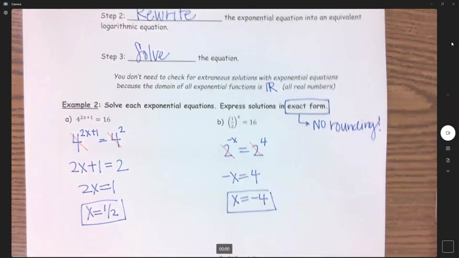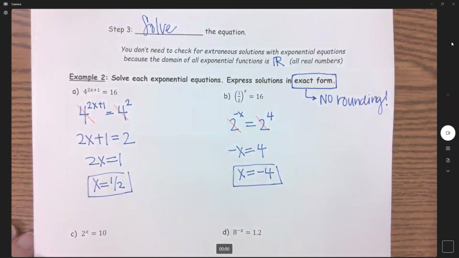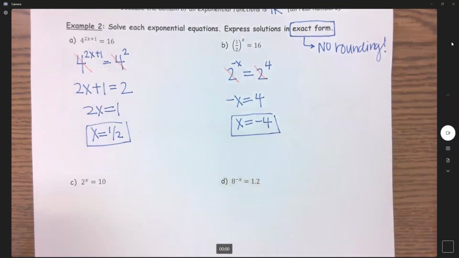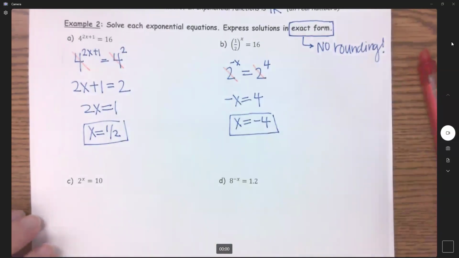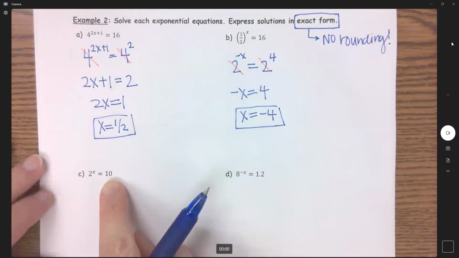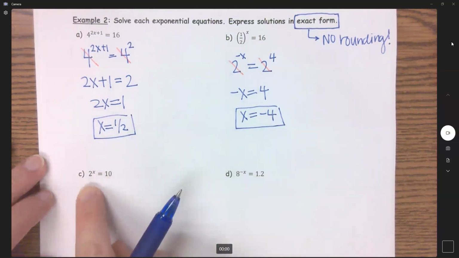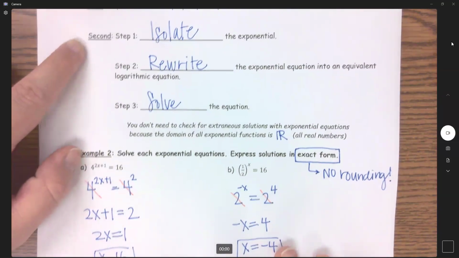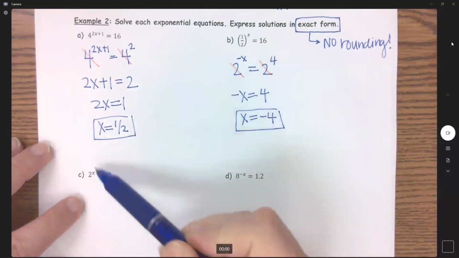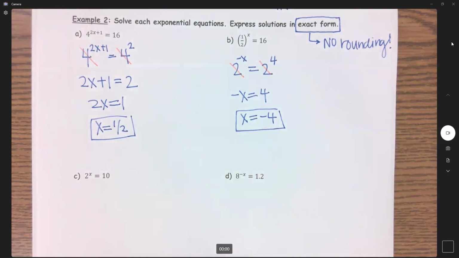Okay, so we've already solved exponential equations like that. Now, once we get to part C here, I cannot write 10 as a base of 2. So that's where the second method is going to come into play. First, isolate your exponential. Well, it's only 2 to the x, so nothing's being added, subtracted, multiplied, or divided to it.